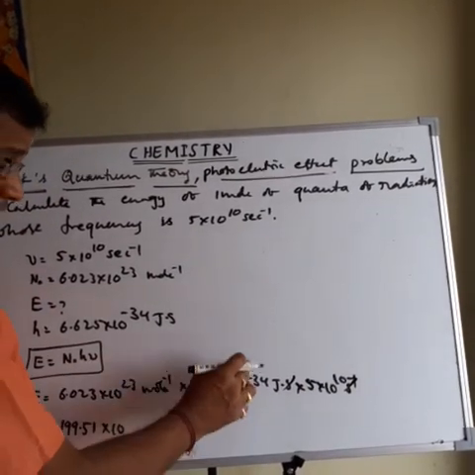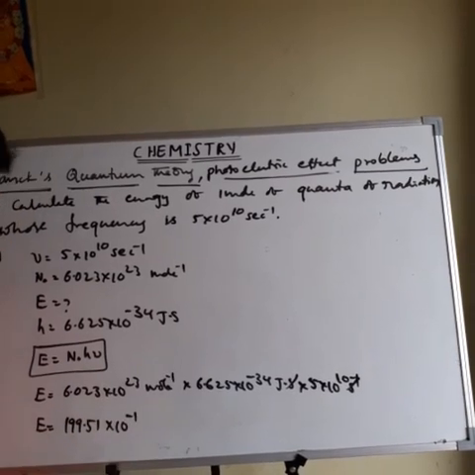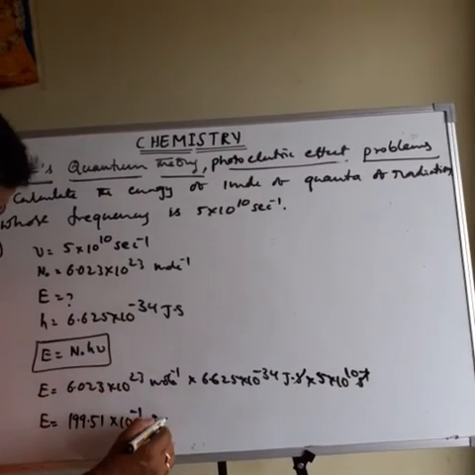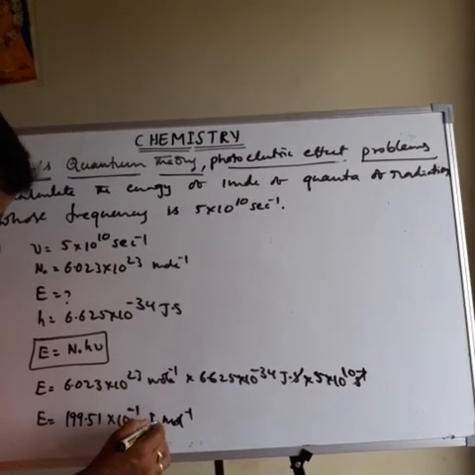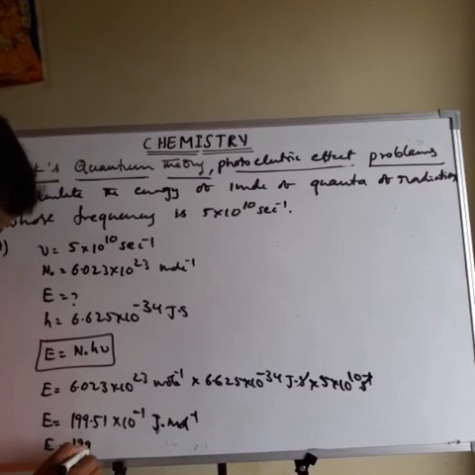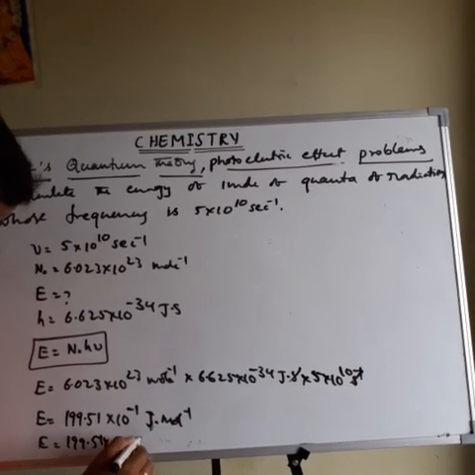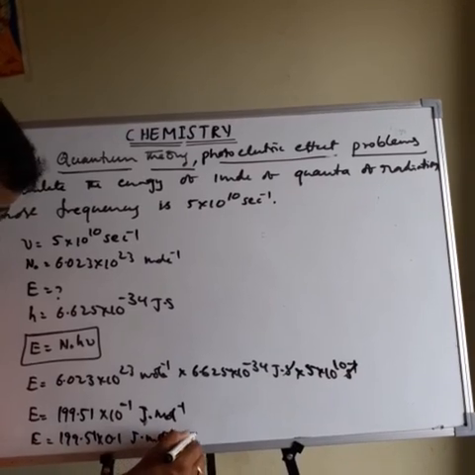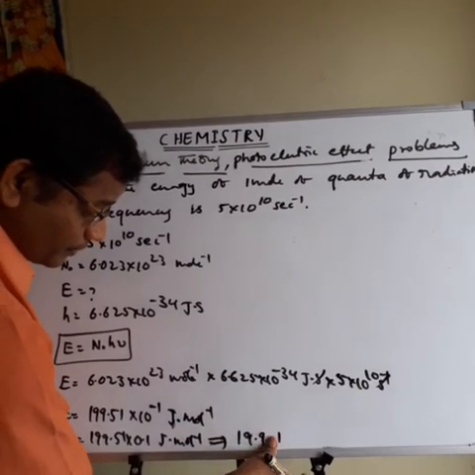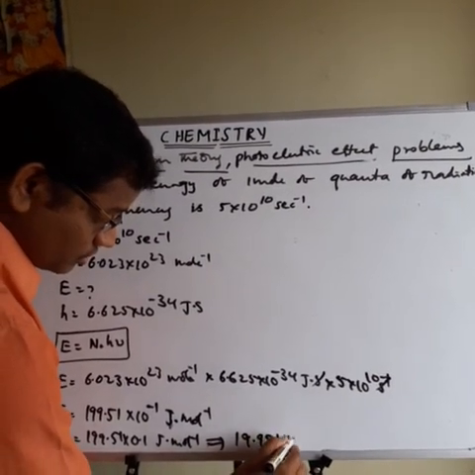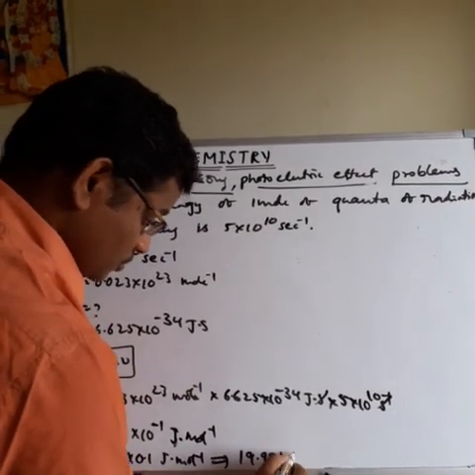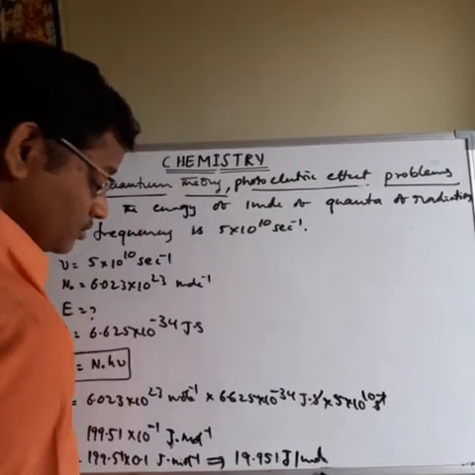10 power plus 33 and minus 34 will come minus 1. 10 power minus 1 means 0.1 joule mole inverse. Therefore E is equal to 199.51 into 0.1 joule mole inverse, or 19.951 joule per mole.